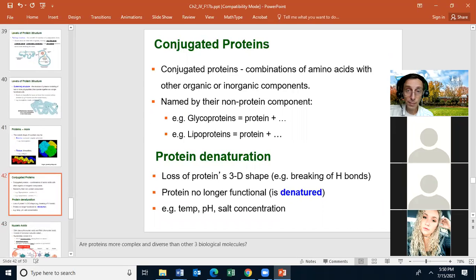Proteins can also make combinations with other molecules, and these we call conjugated proteins, where the amino acids bind to another molecule, either organic or inorganic. The name of the molecule usually comes from their non-protein component, like glycoproteins, when a protein binds to a carbohydrate. A lipoprotein is when a protein binds to a lipid. Any question about that? We can find lipoproteins in your blood, glycoproteins also. Glycoproteins can also be found on cells, like the surface of the cells.